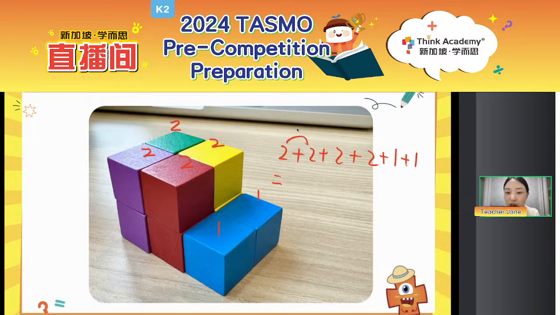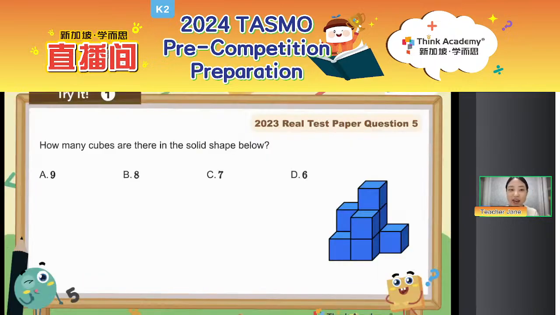2 plus 2 equals 4. 4 plus 2 equals how many? 6, right? And then 6 plus 2 equals 8, and then plus 1 equals 10 altogether, right? So altogether, we know there are 10 blocks. Okay, this time we can see how we can count the cubes.